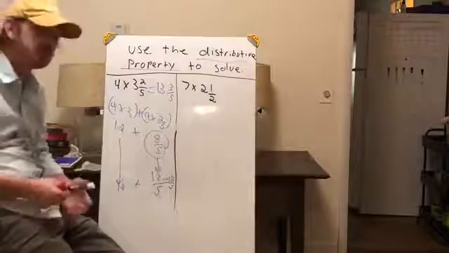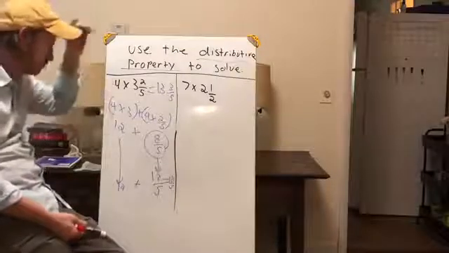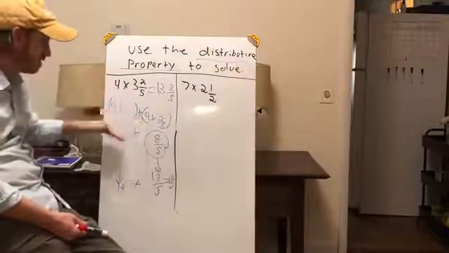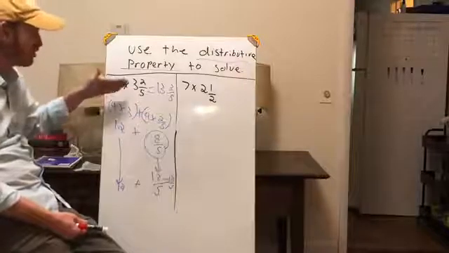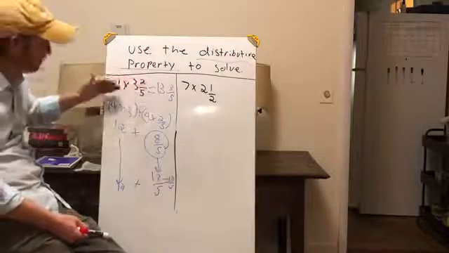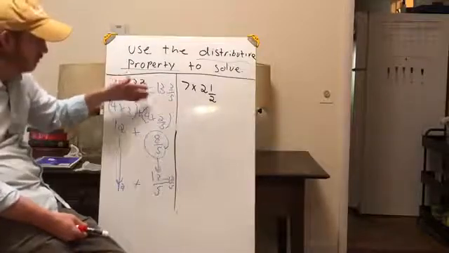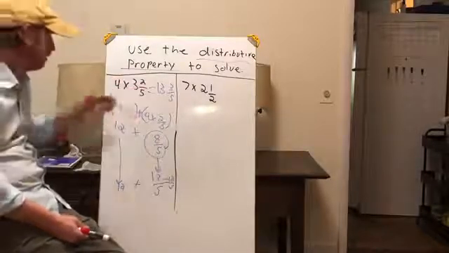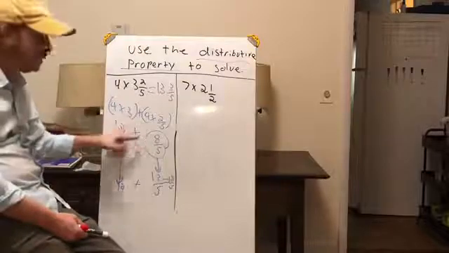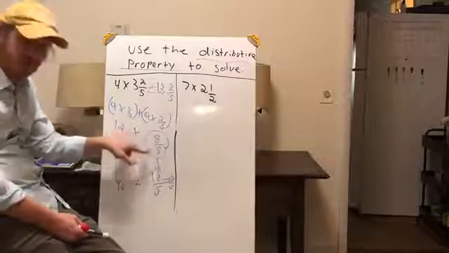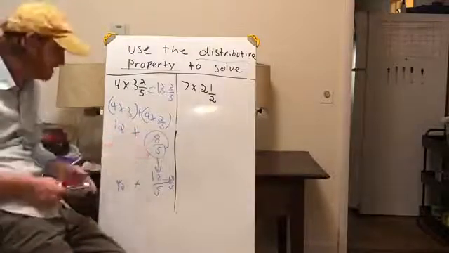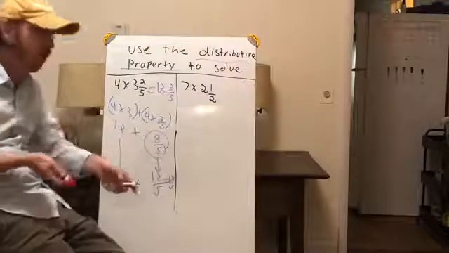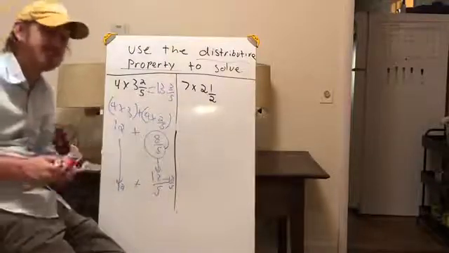What I did was I took a problem that was pretty hard and I broke it down into easier steps. 4 times 3 and 2/5 became 4 times 3 plus 4 times 2/5. Well, that I can do. Then I noticed I could simplify. If I didn't notice that, it wouldn't necessarily be wrong. The problem didn't ask me to simplify.